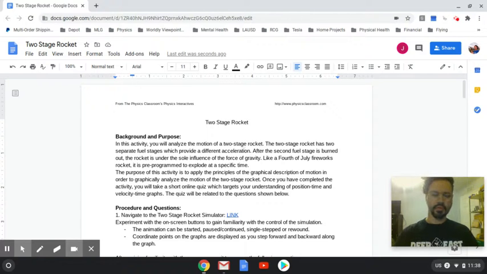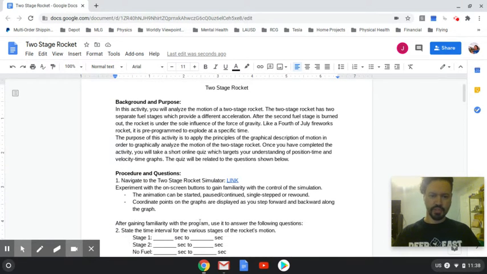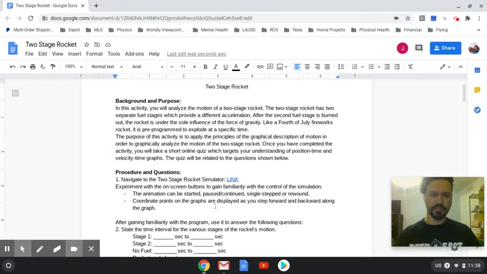All right, hello students. This is our two-stage rocket, two-stage UAM problem-solving handout, right? It goes along with the simulator, which is right here, or interactive as you might call it. First thing you should do, if you haven't yet, is just play around with the sim.